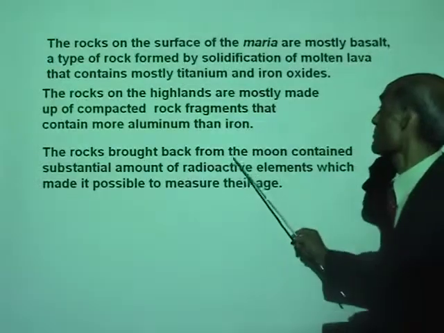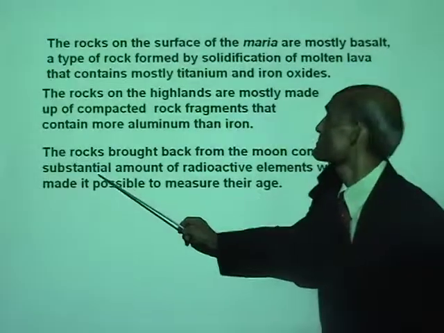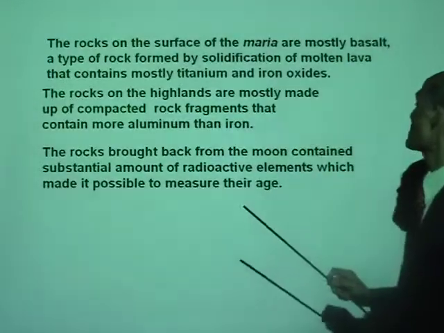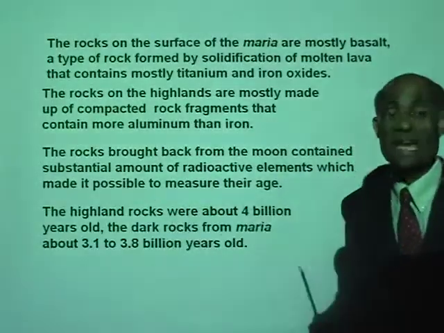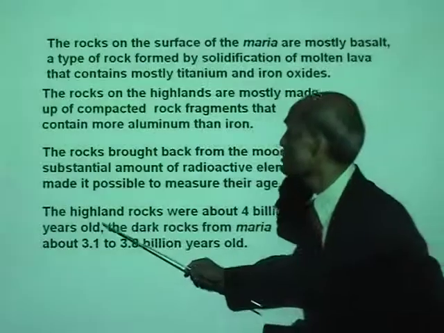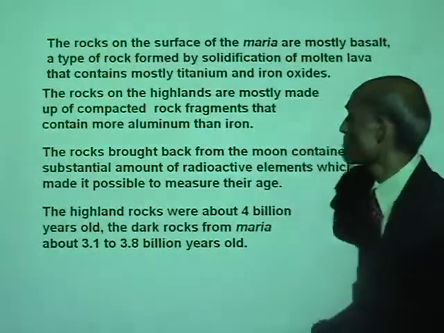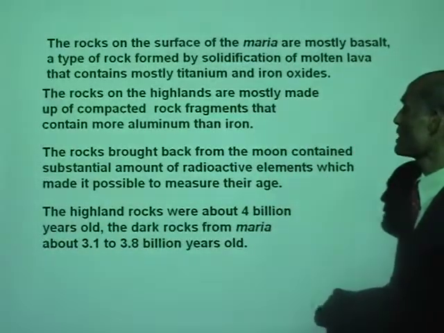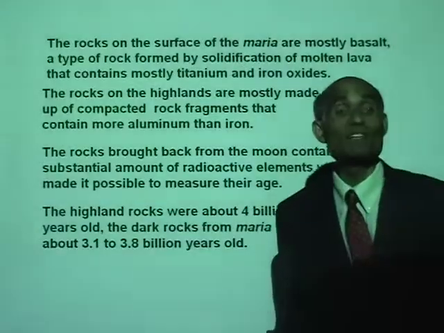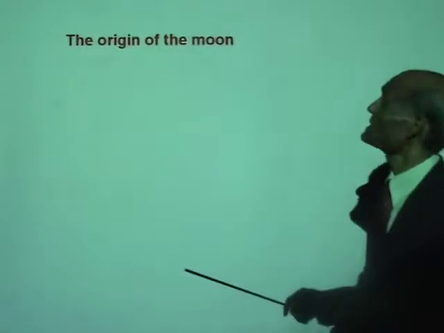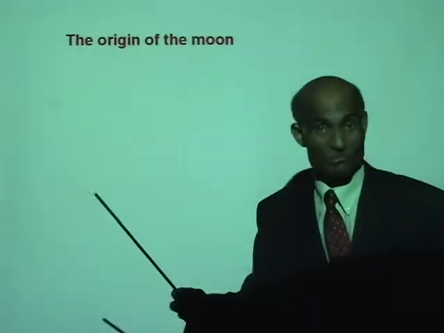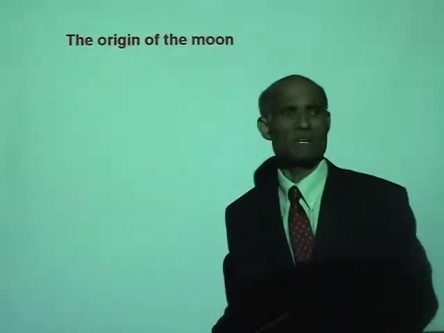The rocks brought back from the moon contained a substantial amount of radioactive elements, which made it possible for us to measure the age of the moon, which is calculated to be about 3.1 to about 3.8 billion years old. That's about as old as the solar system, I suppose.